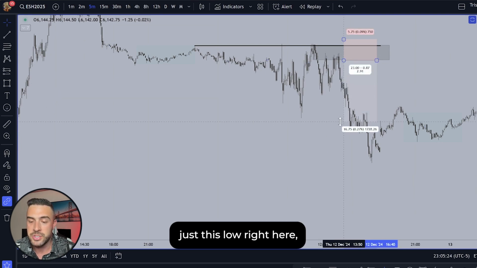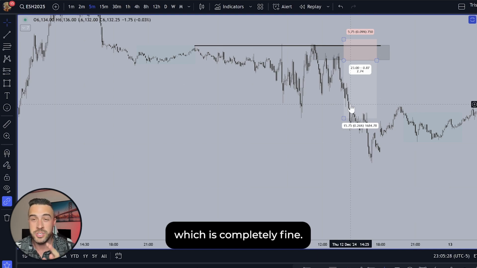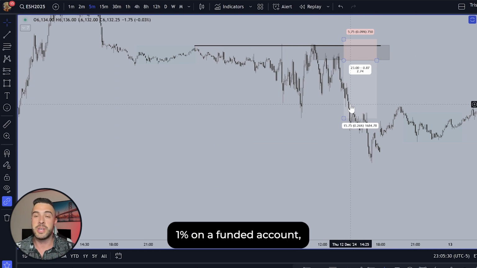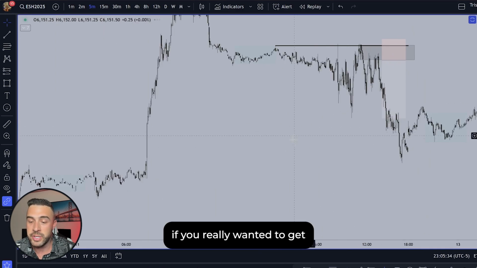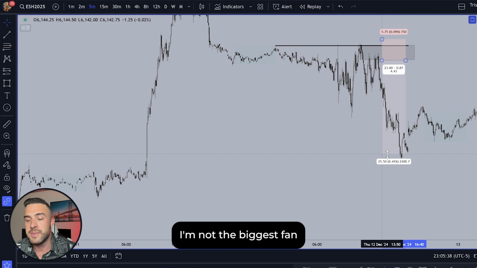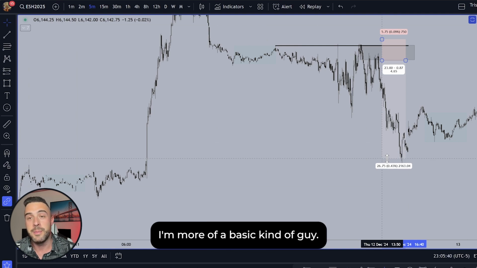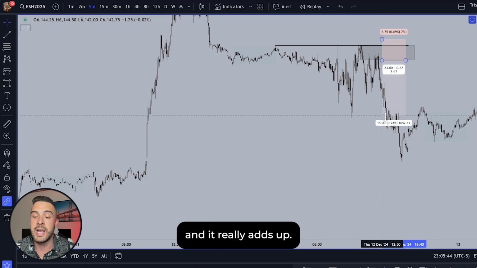So we can target just this low right here, which gives us a 2.7R, which is completely fine. Imagine you're risking 1% on a funded account. You're almost at 3% now. If you really wanted to get greedy with it, you could come down and try to take these lows. I'm not the biggest fan of always trying to go for home runs like that. I'm more of a basic kind of guy. You just get those 2-3 Rs and it really adds up.